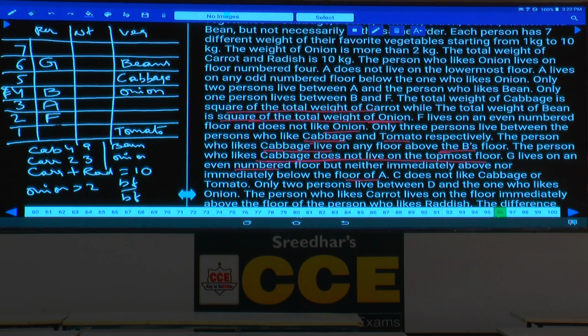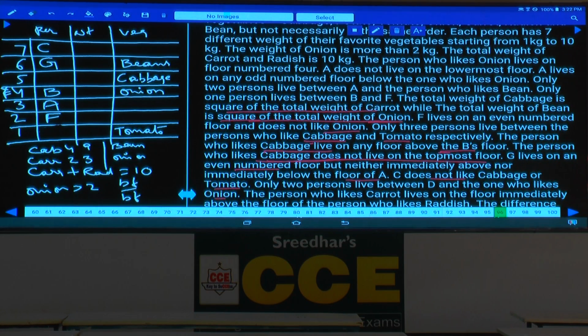Done with this? Now we are done with these 4 persons. And C does not like cabbage or tomato. As C does not like cabbage or tomato, C cannot be on 5 and cannot be on 1. C must be on 7. Only 2 persons between D and the one who likes onion. D and onion, there must be exactly 2 persons.